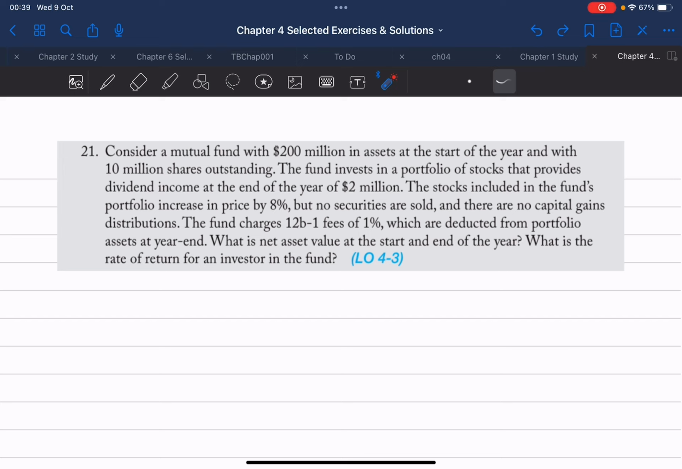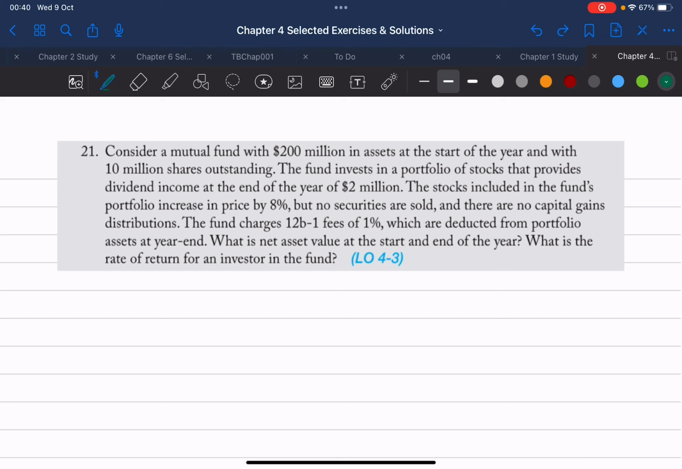Now here we have two main questions that we're going to need to answer. We're going to need to calculate the net asset value at the start and at the end, and we also need to calculate the rate of return. In reality, even if the question just asked us to calculate the rate of return for the investor, we're still going to need to figure out the net asset value at the start and the end, right? So this is, we could call it a complex question, but the solution is straightforward. So let's start from the top and see what we're going to do with this.